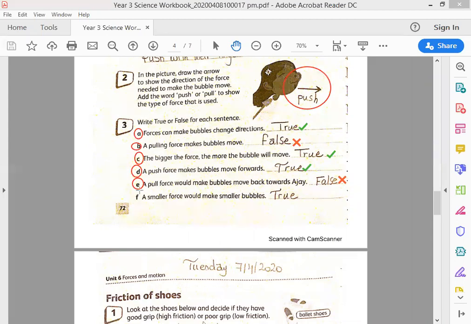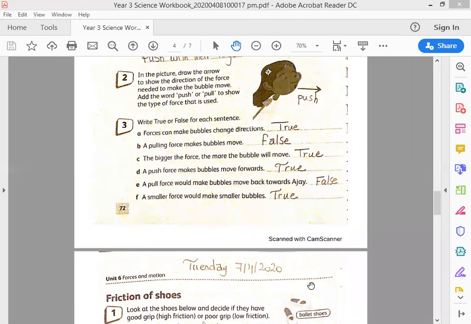Question F. A smaller force would make a smaller bubble. If you blow slowly or softly, you're going to have a small bubble. Yes, as we said before, if you blow hard, you're going to have a large bubble and it will move at a fast speed. But if you blow softly, you make a small bubble which is going to move a short distance.